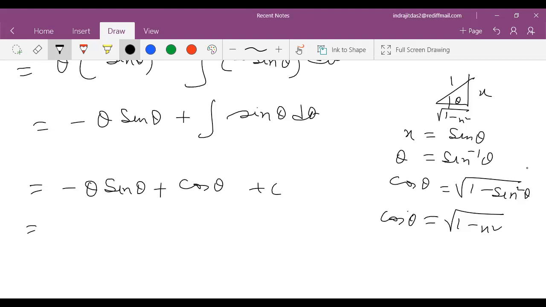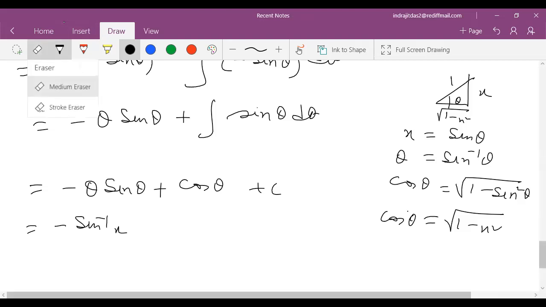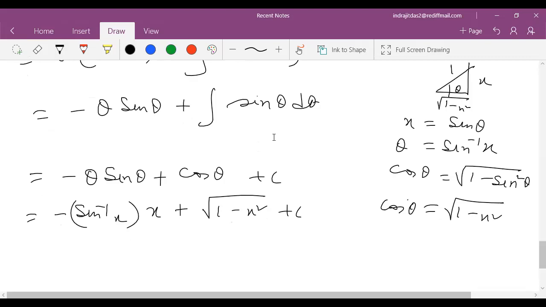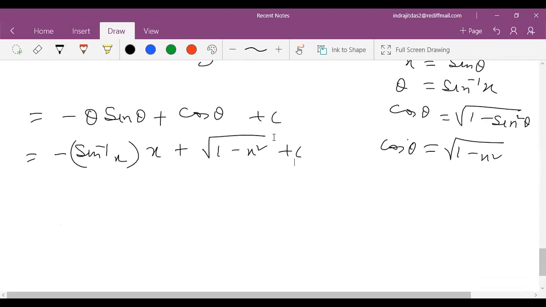So your answer will be, put it there. Theta is sin inverse x. Sorry, I made a mistake here. That is x. It should be x. So there's a small mistake. Sin inverse x and sin theta is x. So it is minus sin inverse x into x plus root over 1 minus x square plus c. So this is the answer. We are coming back to x. If you cannot, then put sin inverse x as theta everywhere. You can get the answer. Not a very good looking answer, but it's okay.